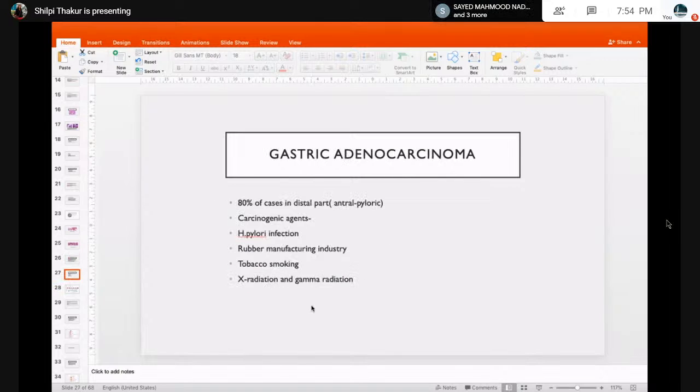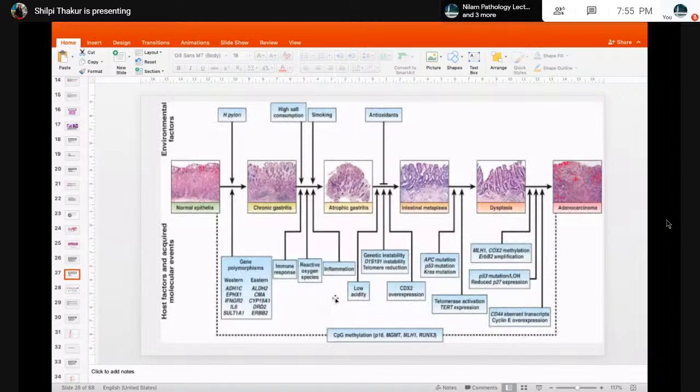Coming on to gastric adenocarcinoma, in 80% of cases it occurs in the distal part, that is the antral pyloric part. The carcinogenic agents, as we have discussed earlier, the most common is H. pylori infection. Second are the rubber manufacturing industry, tobacco, smoking, X radiation, and gamma radiation. Gastric carcinomas occur with a geographical distribution. If you see, Japan has the highest number.